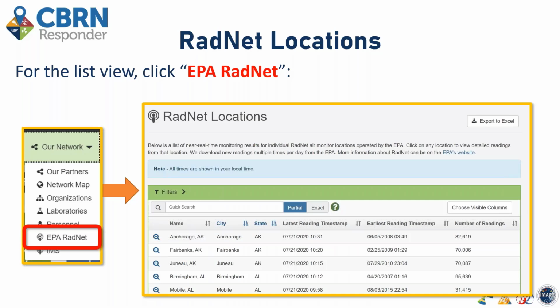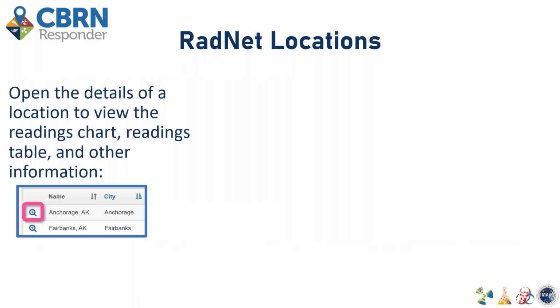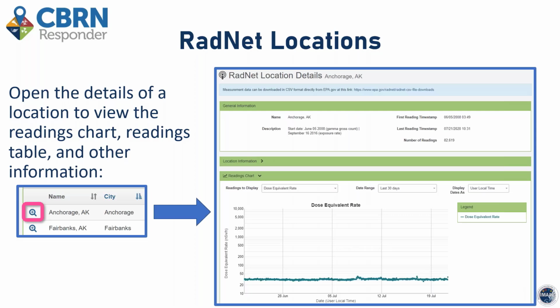And there you'll see all of the RadNet locations. It'll give you the number of readings, the latest reading timestamp, and earliest reading timestamp. If you want to view a specific RadNet location, you can use a magnifying glass. And there you will see the general information, the location, and then a reading chart. So this is similar to the graph that we saw on the map.